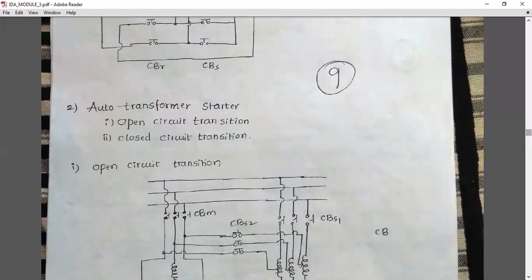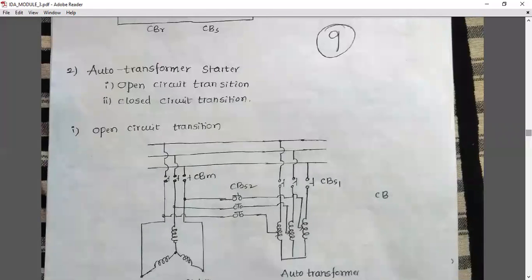Next we have the auto transformer starter. You are already familiar with this method from your machine laboratory. Initially we do not connect full voltage. We increase the voltage step by step with the help of an auto transformer or a dimmer starter. There are two methods: open circuit transition and closed circuit transition, based on the switch position.